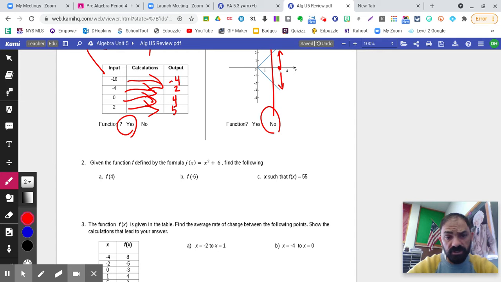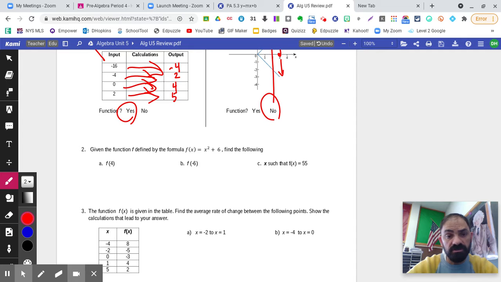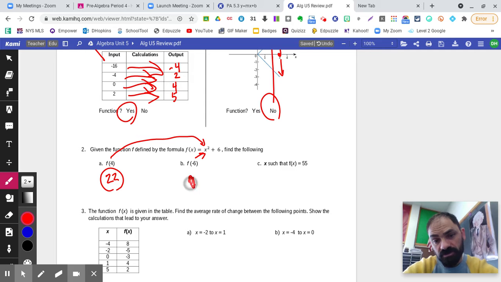Okay, given the function f defined by the formula f of x equals x squared plus 6, what is f of 4? So let's plug 4 in for x. 4 squared is 16 plus 6 is 22. Plug in negative 6. 36 plus 6 is 42.